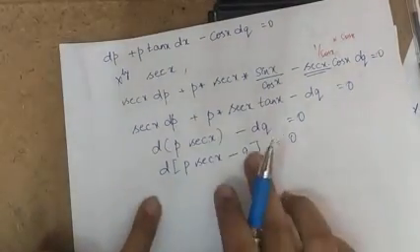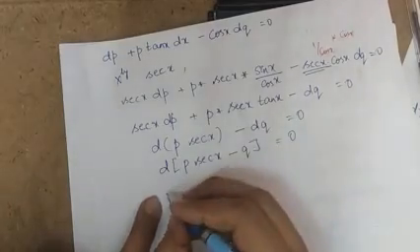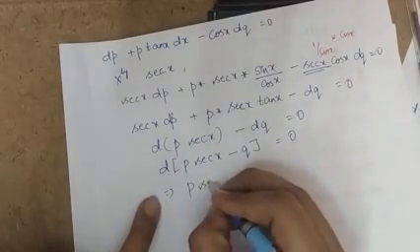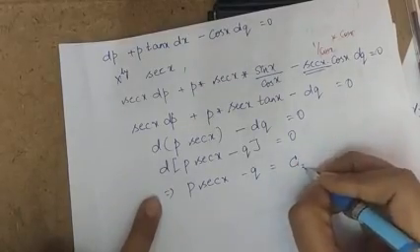So if I integrate this, differentiation and integration get cancelled. p secant x minus q is equal to c3.